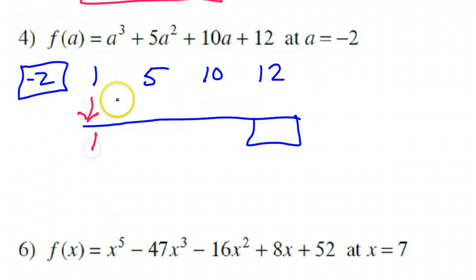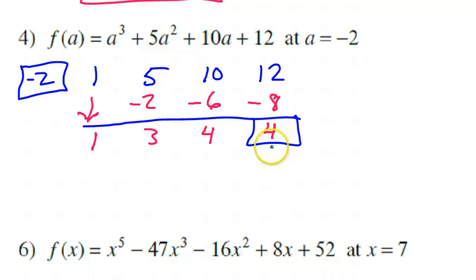Okay, bring down the 1, multiply, add, multiply, add, multiply, and add. Okay, so f at -2 is equal to 4.